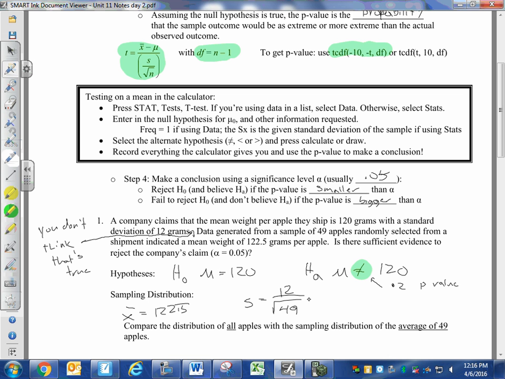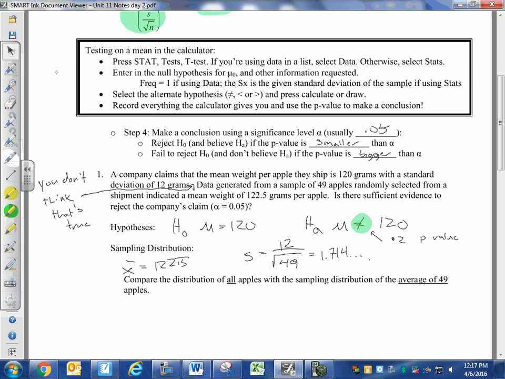What is 12 divided by the square root of 49, first of all? Yes, 1.714. Okay, now that we have that information, we can find our t-value. Our t-value would be my X bar minus my claim divided by this standard deviation, given the sample and given the sample standard deviation. What do we get?